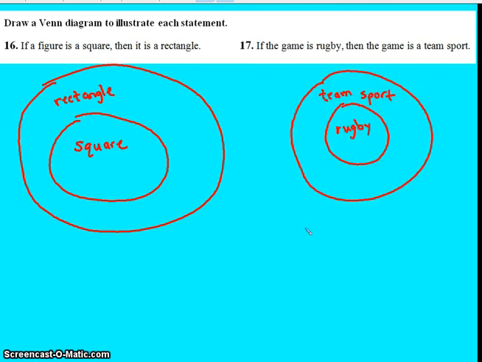In number 17, you should have rugby as the small circle inside of team sport. If the game is rugby, then it is a team sport.